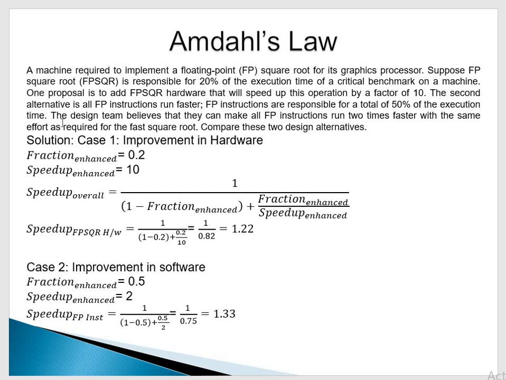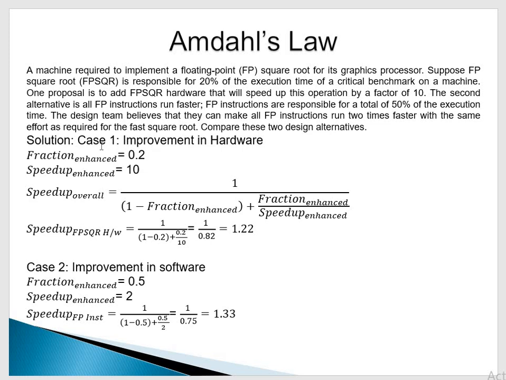So the design team believes that they can make all the floating point instructions in the instruction set faster. If they improve the floating point instructions, there will be a 2 times improvement in the overall machine. Okay, so now we have to compare the performance of the two design alternatives. We will try to understand which approach will be more beneficial for the designer.